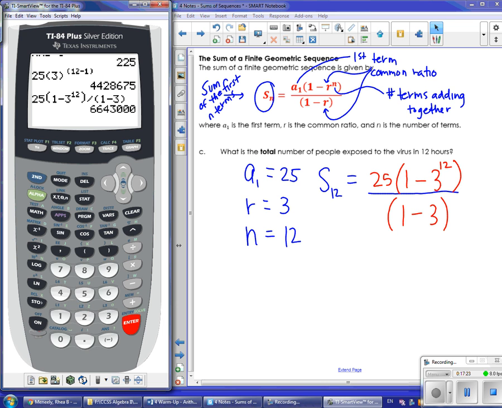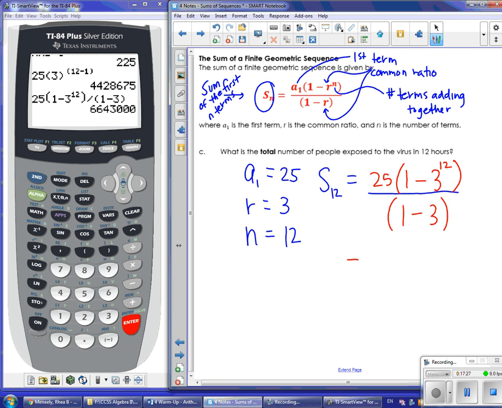And so when you press enter, you can see that in 12 hours, if you were to add up all those numbers, we have over 6,643,000 people total affected by the virus.